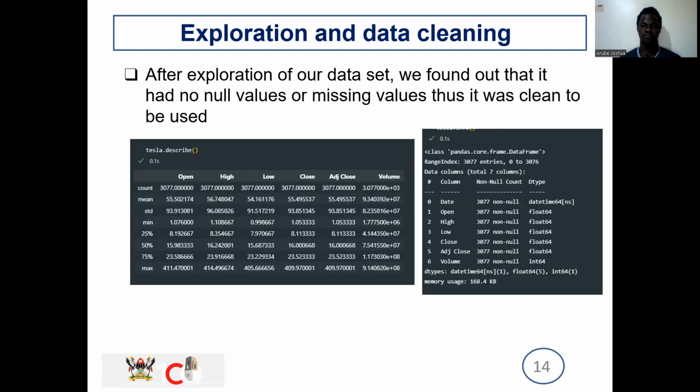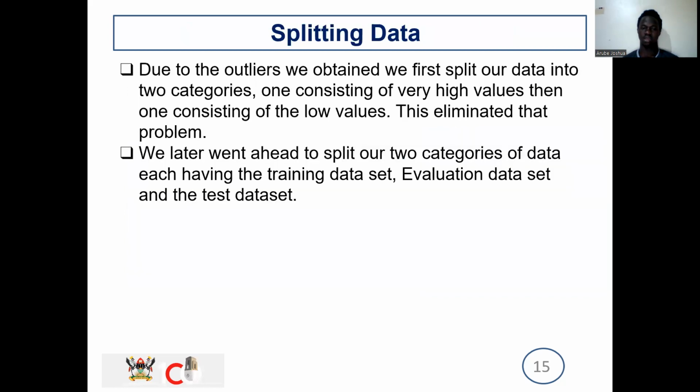Then for our exploration and data cleaning, basically we're able to analyze our data, look at its features, and we checked our data to see whether it had null values, missing values, and it didn't have any of that. We're able to clarify that our data was clean and usable, and we proceeded to the next steps and built our model.